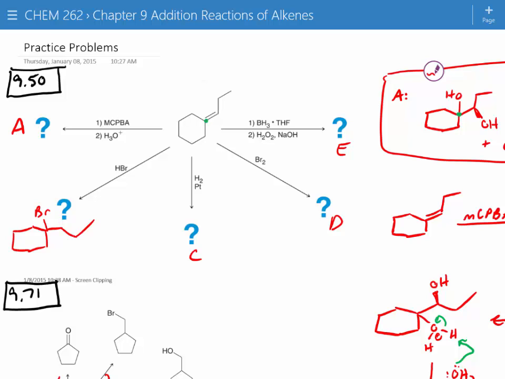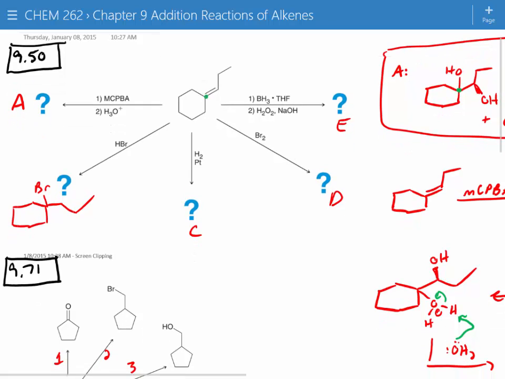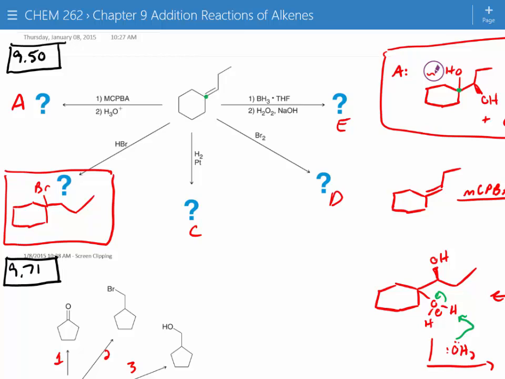We've got 1, 2, 3. Do we need to worry about the enantiomer? No, because there's no stereoisomers here. So pretty easy for that one. We're doing a Markovnikov addition of bromine.